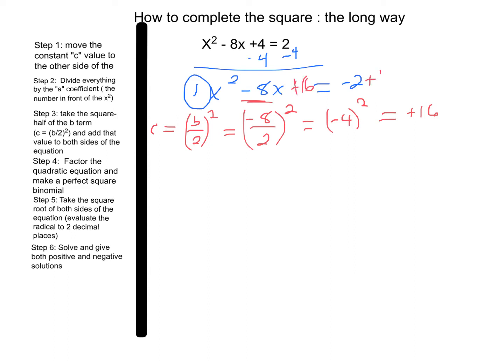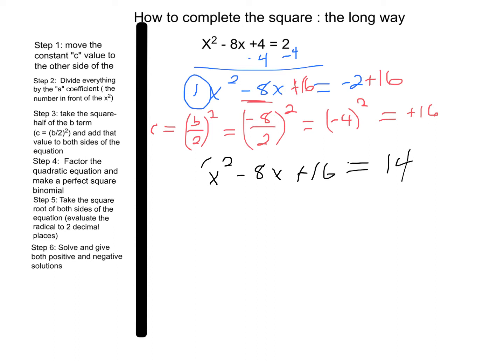And I'm also going to put it here. It's got to go on both sides to keep the equation in balance. Alright, so our next step, let's clean this up. So we're going to get x squared minus 8x plus 16 is equal to 14.